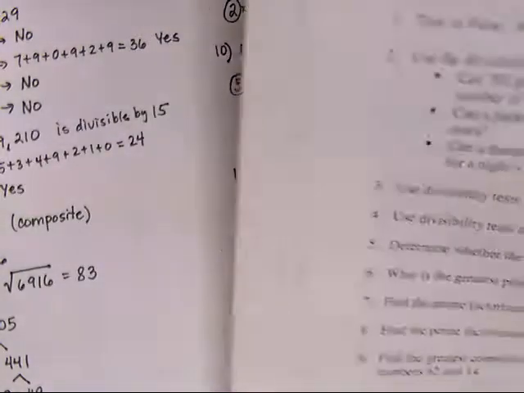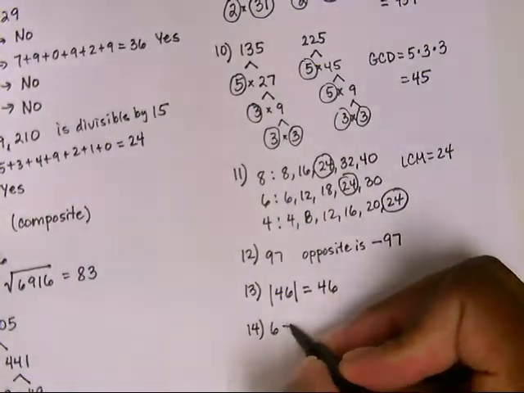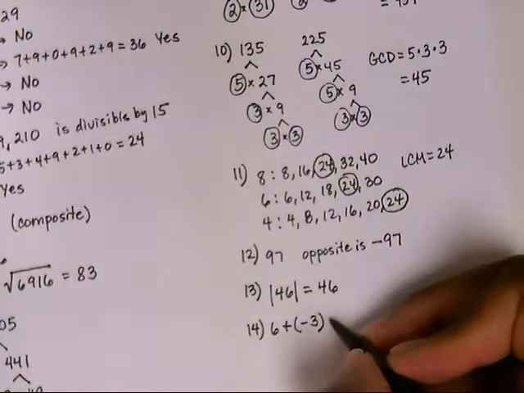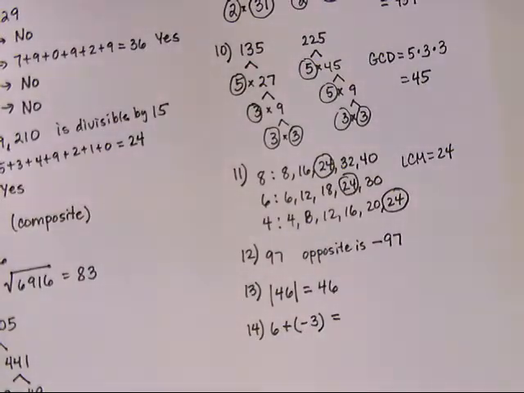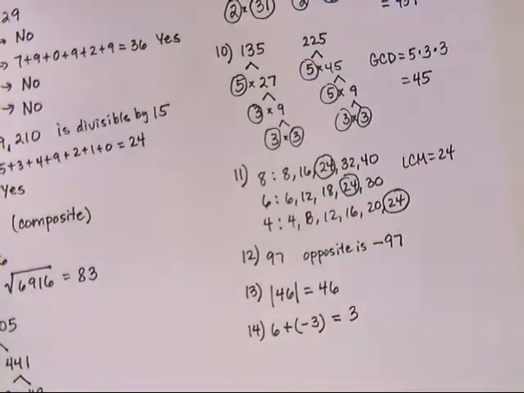Alright, number 14. Add using a number line, which would be 6 plus negative 3. Pretty much with a number line, you'll just go 6 places to the right of 0, but for the negative 3, you'll go to the left 3 places, and you'll end up at 3. Okay? Or think of this. We're adding two numbers with different signs. You're going to subtract and take the sign of the larger absolute value. So 6 plus a negative 3 would be 3.